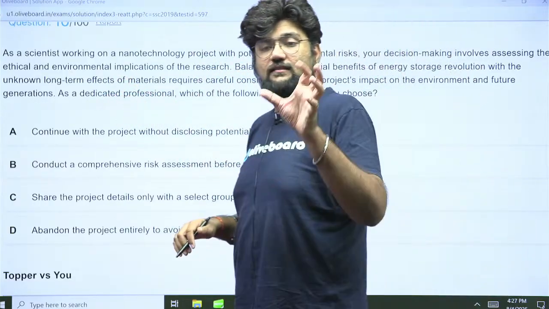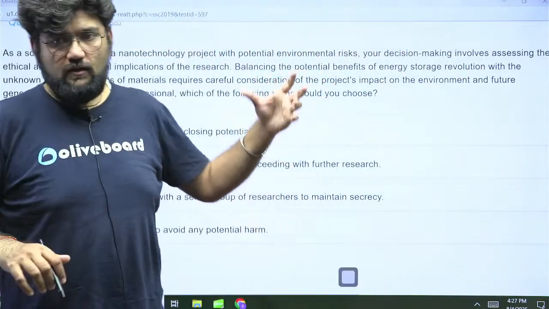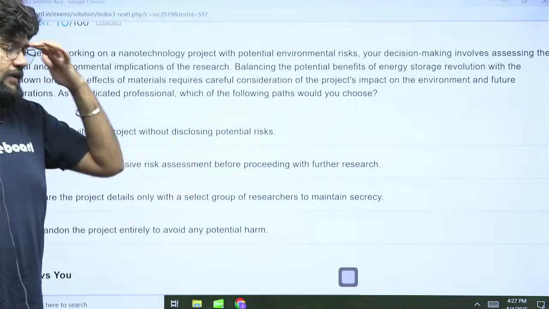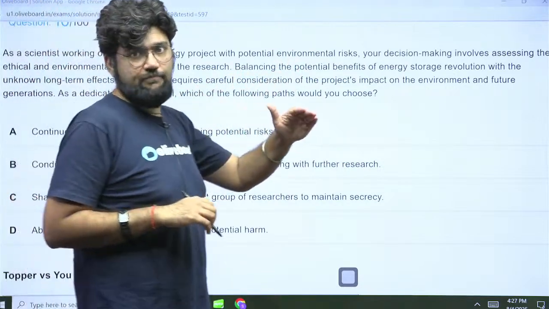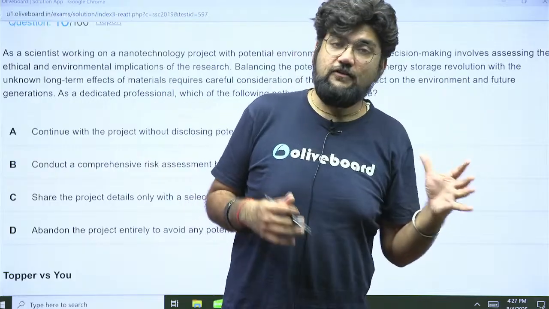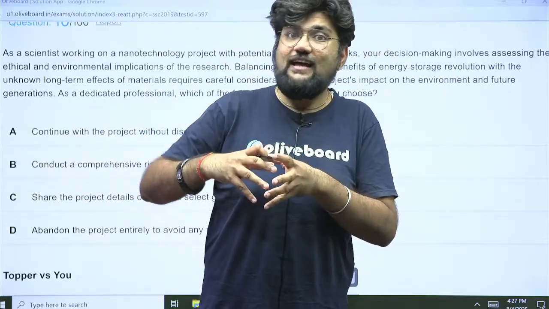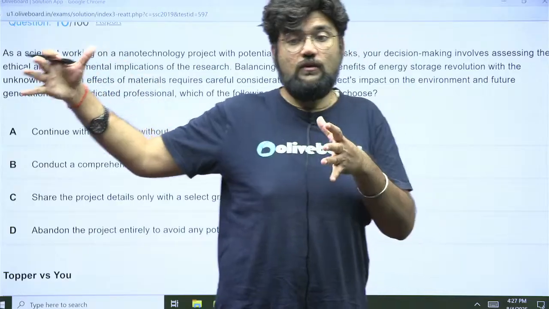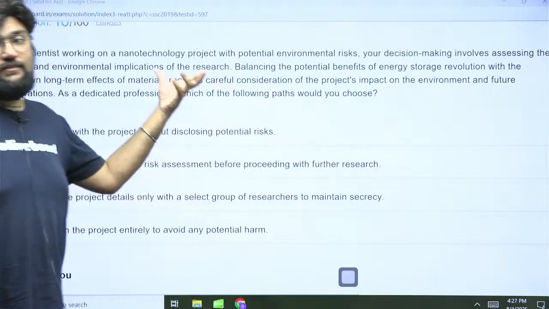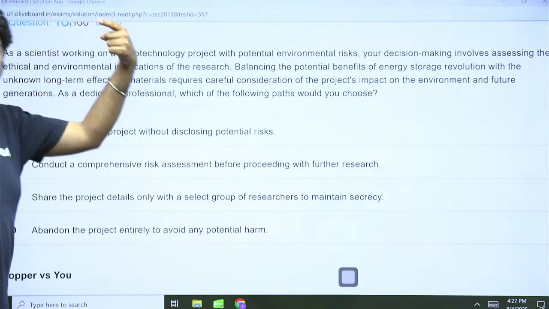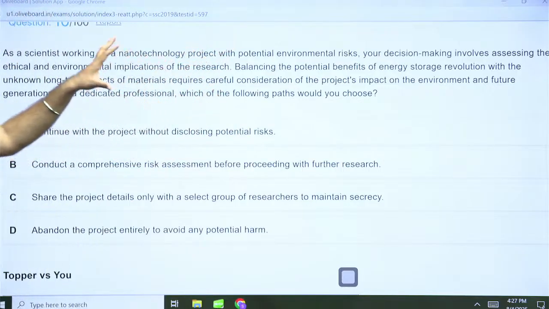So the idea here is there is an ethical dilemma. An ethical dilemma is presented in front of you where your research is path breaking, and it's going to have a lot of benefits, but it is also going to have a lot of side effects. And these side effects can be long term. We don't even know how crucial, how negative they can get. So now what you are supposed to do about this nanotechnology research?